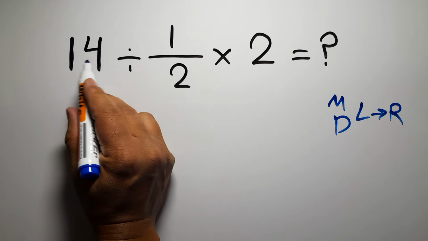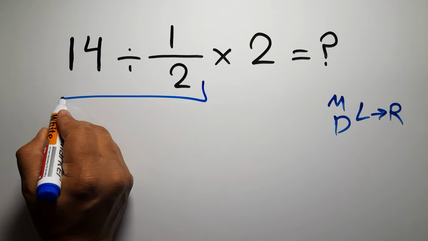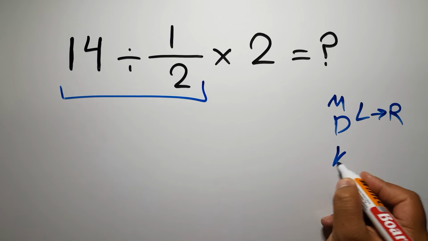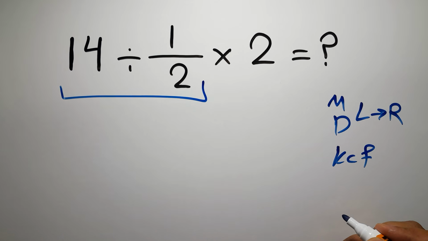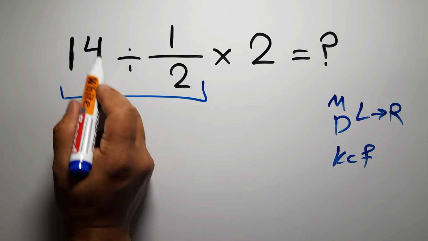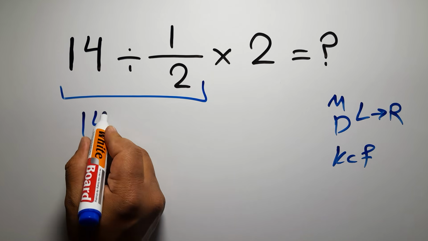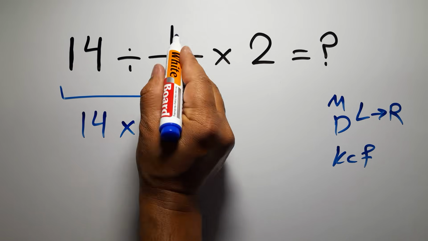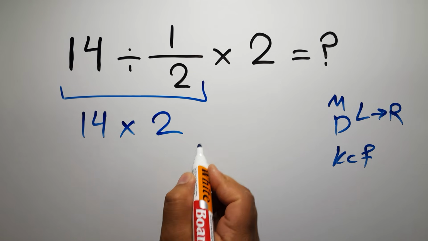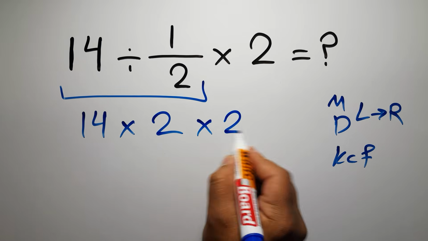So first, 14 divided by 1 over 2. According to the KCF rule, K stands for keep, C stands for change, and F stands for flip. We can write: keep the first fraction, change division to multiplication, and flip the second fraction, and times 2.